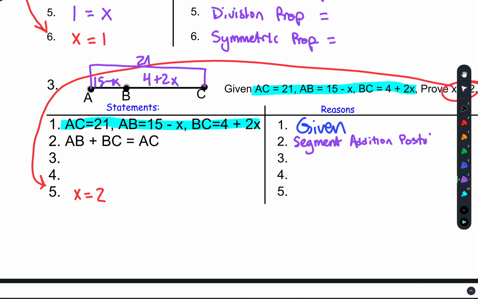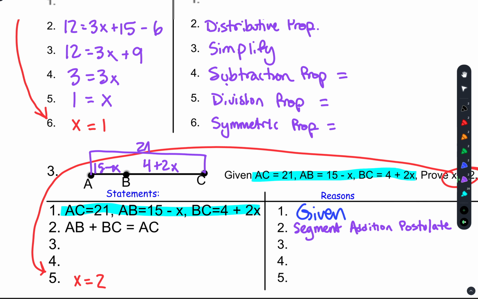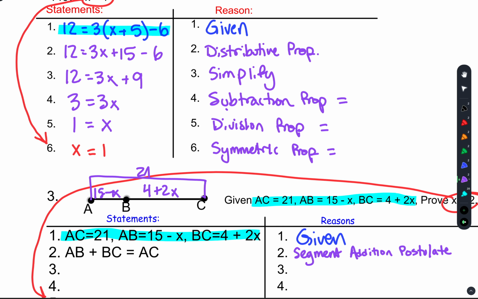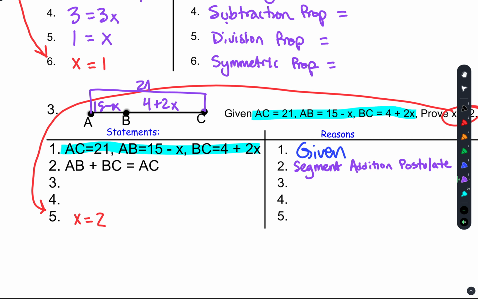Another thing that I want to point out here is that step 1 and step 2 don't necessarily go in chronological order. Like what we saw in all of our algebra, those were very much one step comes after the other. Step 1 has nothing necessarily to do with step 2. We just got to put those in there to get to the next thing.